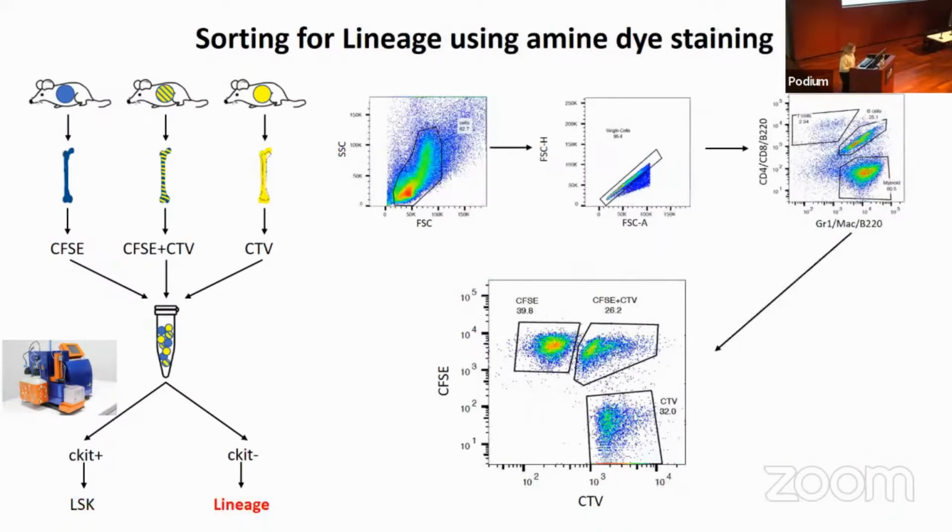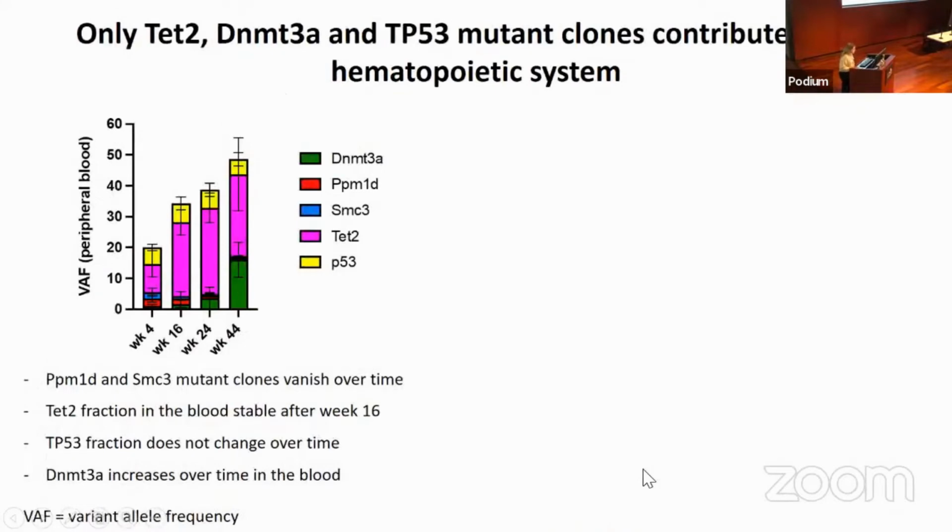For the c-KIT negative population, we use those to sort for lineage cells. Here's an example for the myeloid population. And again, you can see really nicely that we can distinguish between all 3 mice and sort those cells. So here are the results. In the blood, you can see in general that PPM1D and SMT3 mutant cells are engrafting very poorly, and over time you can see them vanishing in the blood. For P53, we have a variant allele frequency of around 5%, which does not change over time.